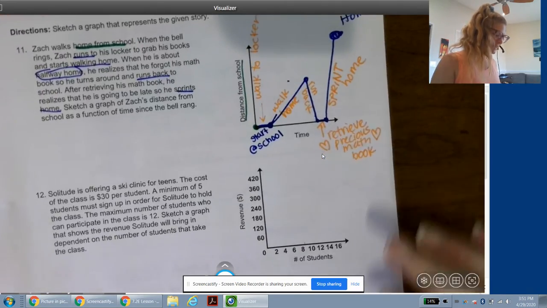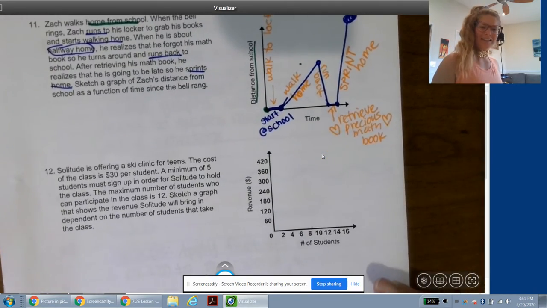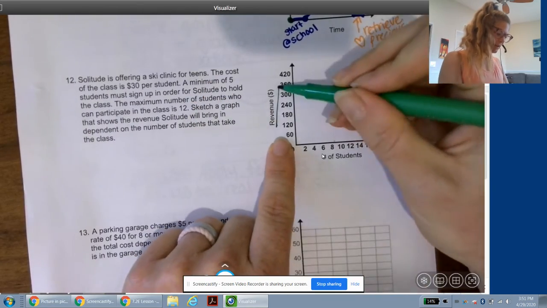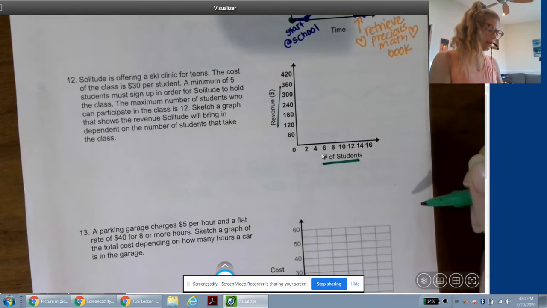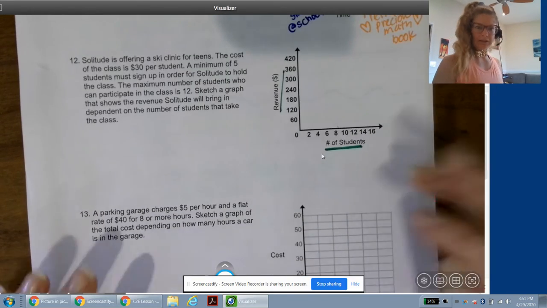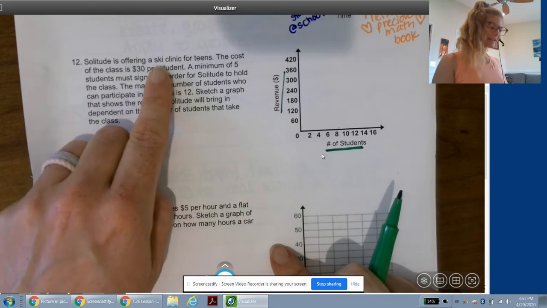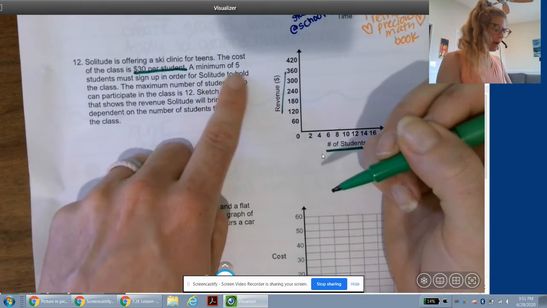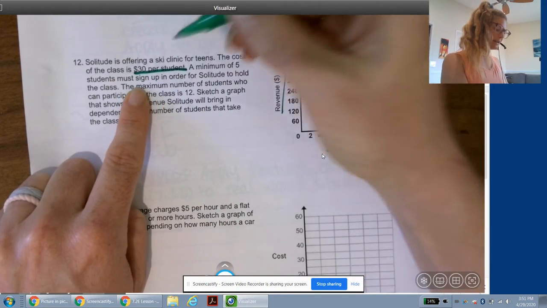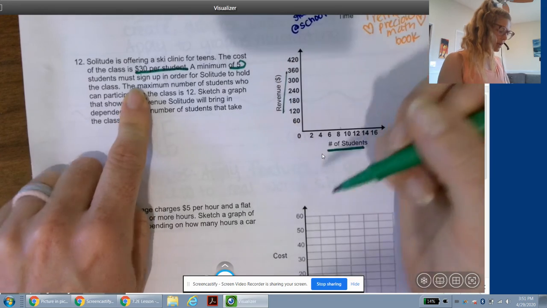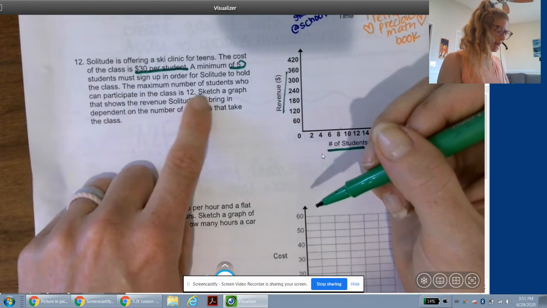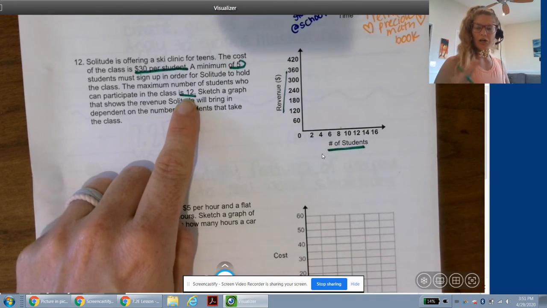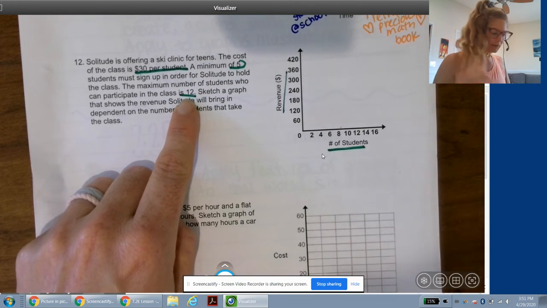Okay. So let's talk about Solitude Ski Clinic. So we have a ski clinic, and notice we have revenue and we have number of students. We might have to talk about the word revenue, so let's keep reading. Solitude is offering a ski clinic for teens. The cost of the class is $30 per student. A minimum of 5 students must sign up in order for Solitude to hold the class. The maximum number of students who can participate in the class is 12. Because ski instructors can't instruct so many kids.